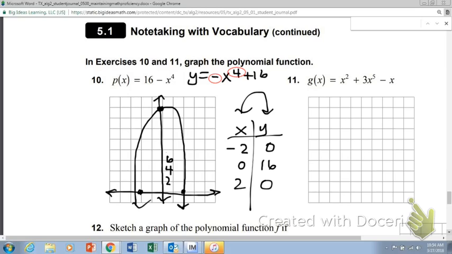Okay, let's do the next one. Our degree is odd, our leading coefficient is positive. So that means our graph is going to do something like this. And again, we're just going to grab some points off the calculator, or we can go to Desmos and graph it that way. I've got (-1, 0), (0, 0), and (1, 2).